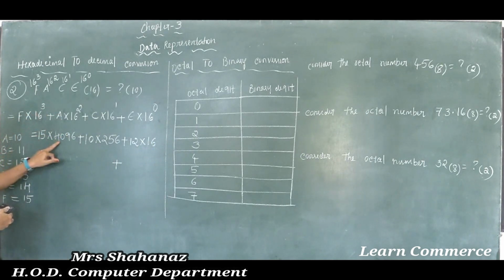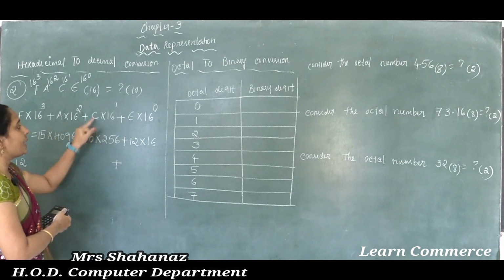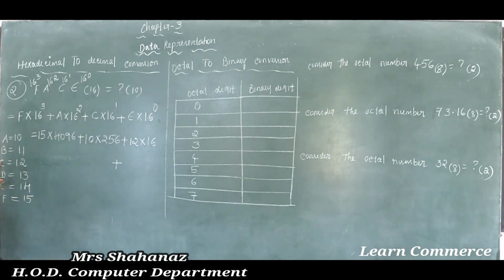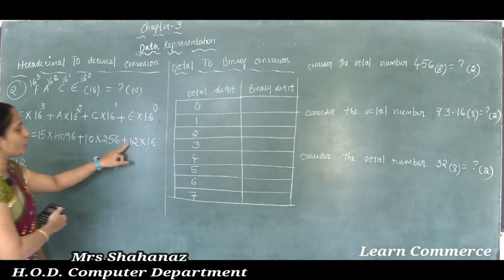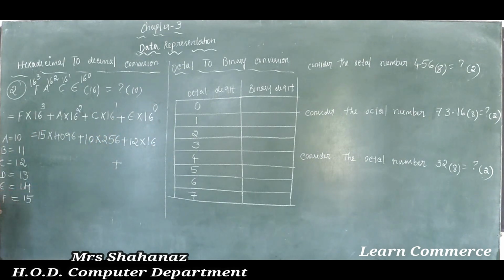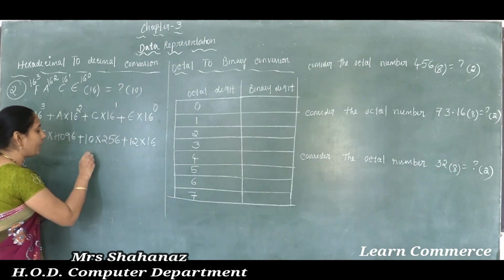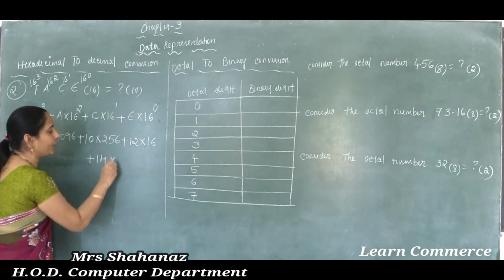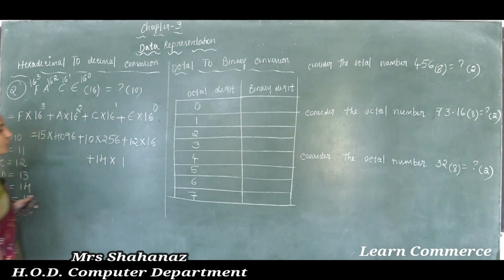I am going to write it, and you have to make the continuation after 16 here. So the first value 4096, A value is equal to 10, and when you multiply 2 times, 16 into 16, the value is 256. C value is equal to 12, correct? So 12 into 1 time 16, and E value is equal to 14. Clear this point here? So 14 into just the value 1 only.